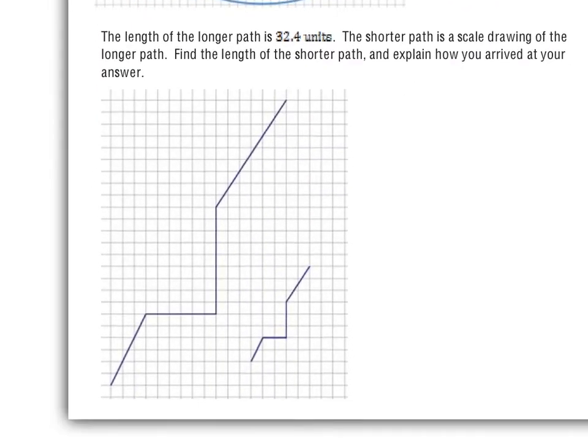Alright, so we have the same thing here. Go ahead and look on your own. It says the shorter path is a scale drawing of the longer path. We know the longer path is 32.4, so this one is 32.4. And we're trying to figure out what it would be on the shorter path.